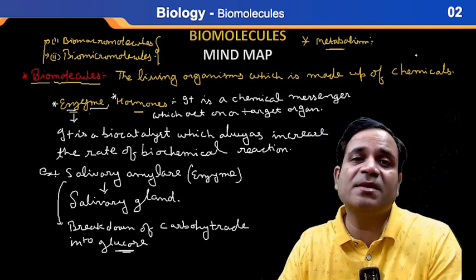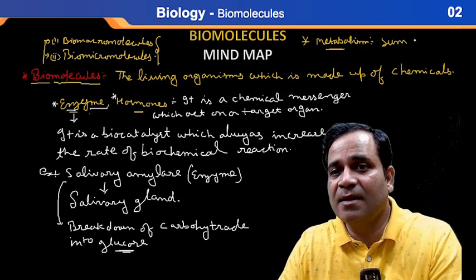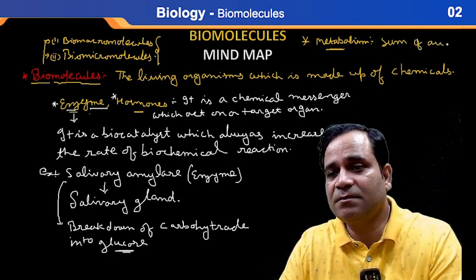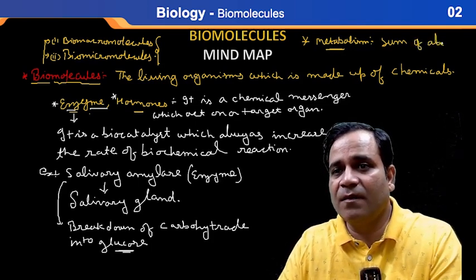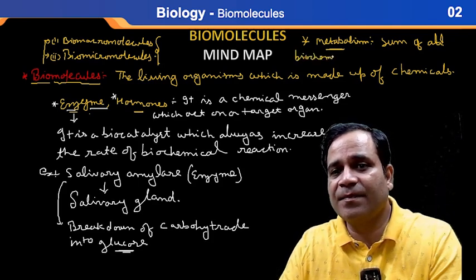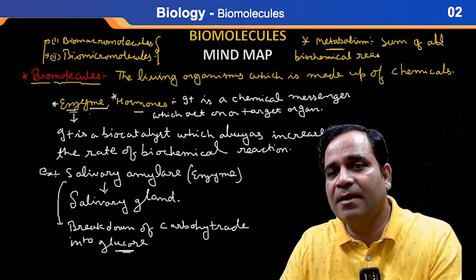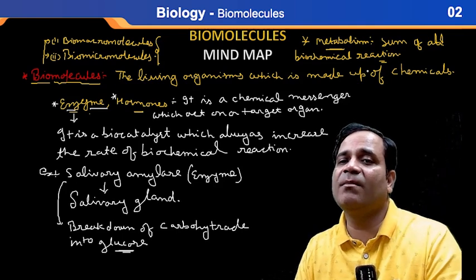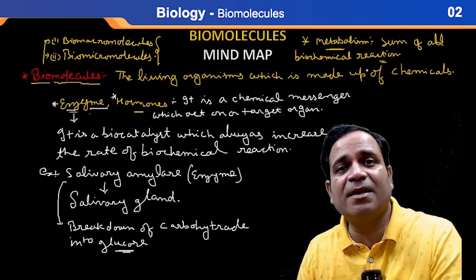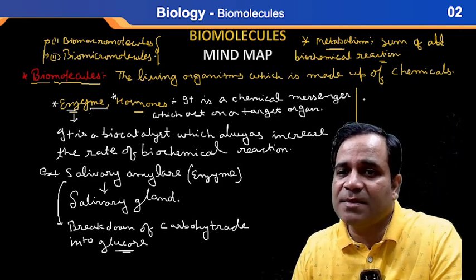Metabolism is the sum of all biochemical reactions. See, in this way you say sum of all biochemical reactions, my dear. So if I'm saying the sum of all biochemical reactions, it is termed as what, dear? Metabolism. And metabolism is of how many types?